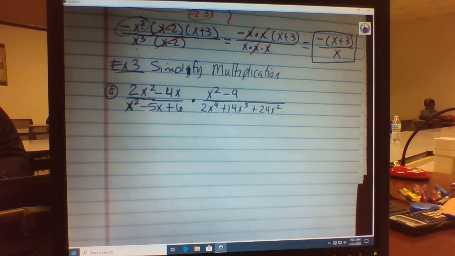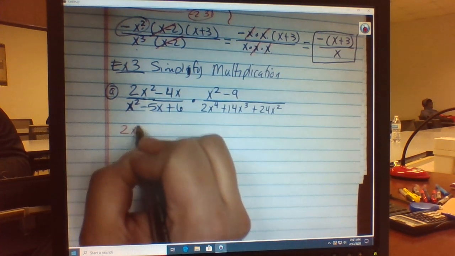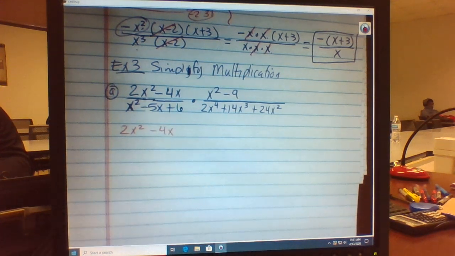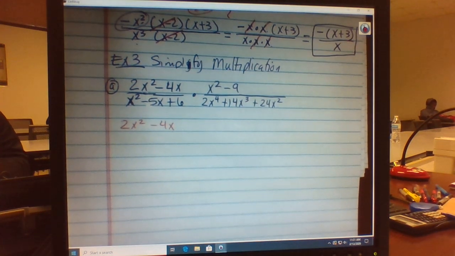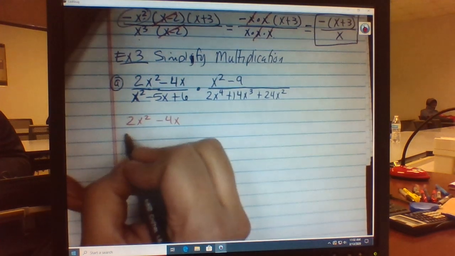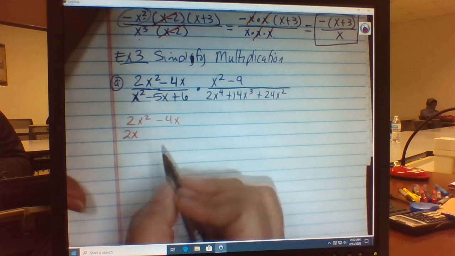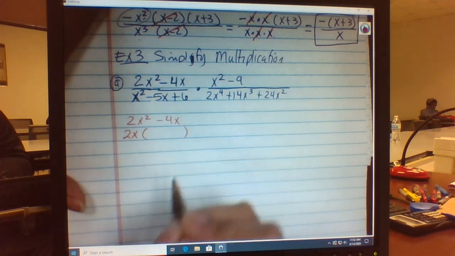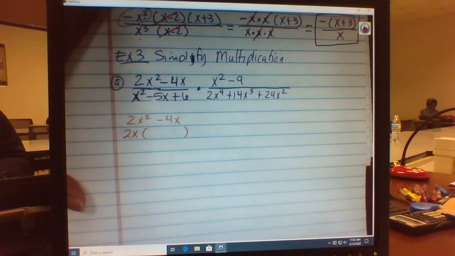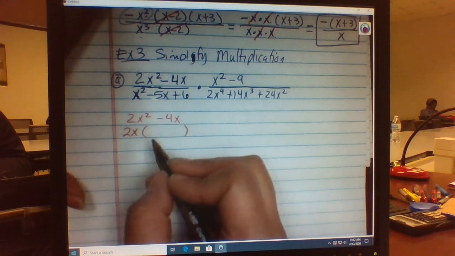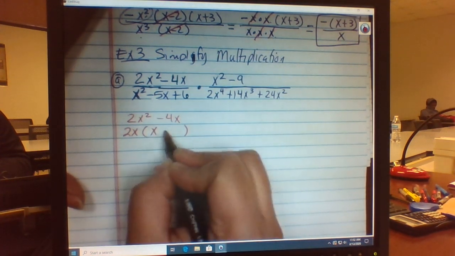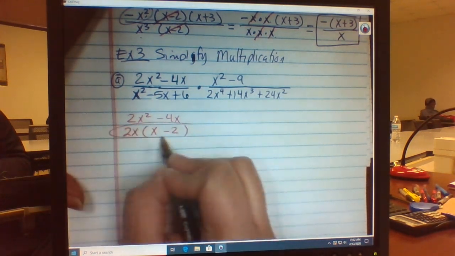So one at a time. First one, 2x squared minus 4x. What can I do here? Who can I cancel? Who can I eliminate? Who could be factored out? A 2x. When you factor out that 2x, what's left over? Minus 2. That's x minus 2. So I have 1.